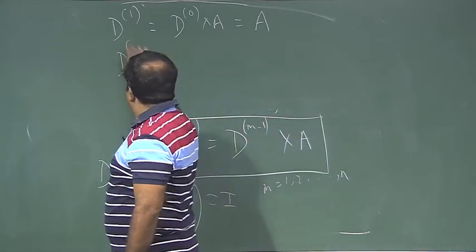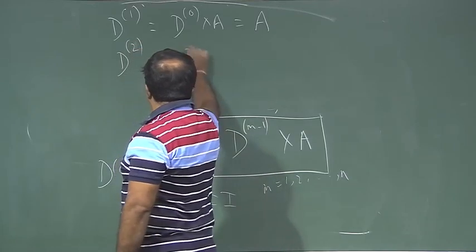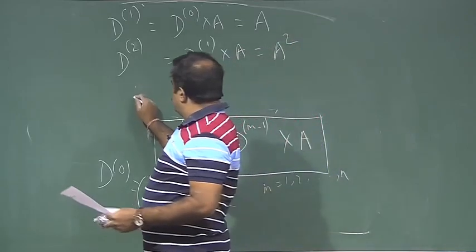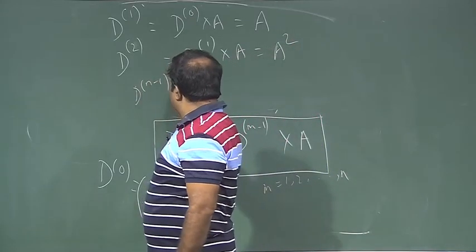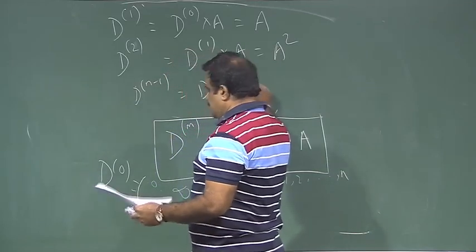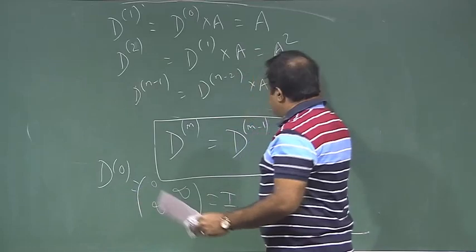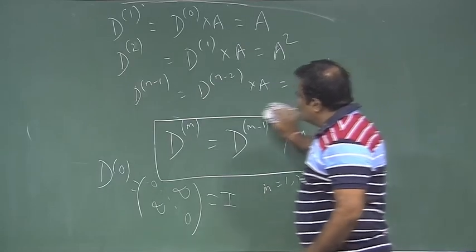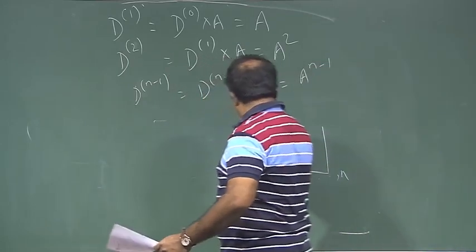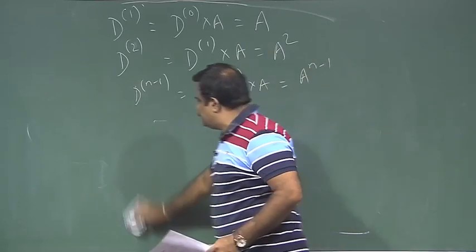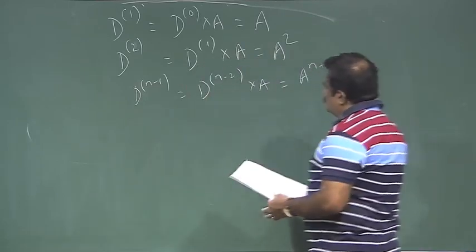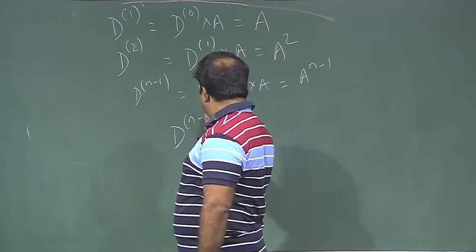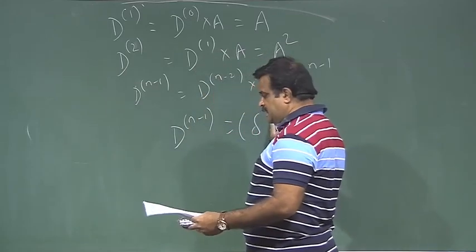And what is D^2? D^2 is D^1 into A. Now, D^1 is A, so this is A squared. This way we can proceed: D^(n-1) is D^(n-2) into A, which is A to the power n minus 1. A is the adjacency matrix. So, if we can find D^(n-1), that will give us the delta matrix, the delta of ij.